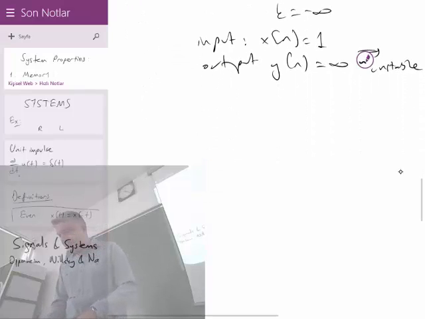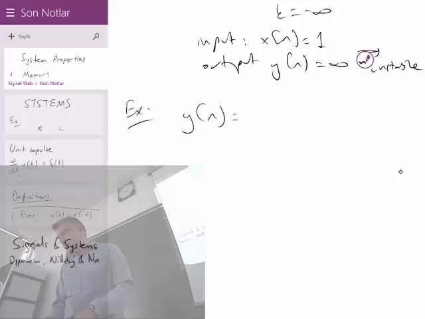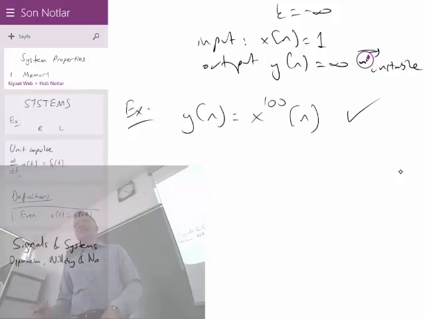But another example, y of n is equal to x to the 100th of n. You are taking the 100th power of each term. Is it BIBO stable? And the answer to this is yes, it is. Because if x of n stays in a value, its 100th power will also stay in a value. It will be a very large value, okay. But it is still bounded. What is the bound? It is bounded by the maximum number's 100th power.